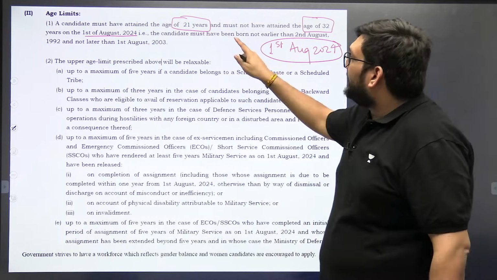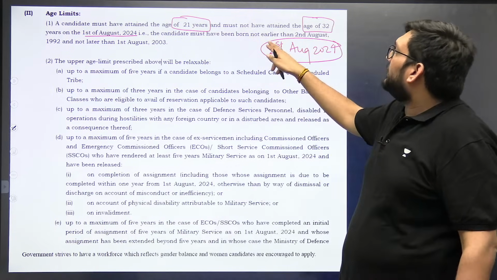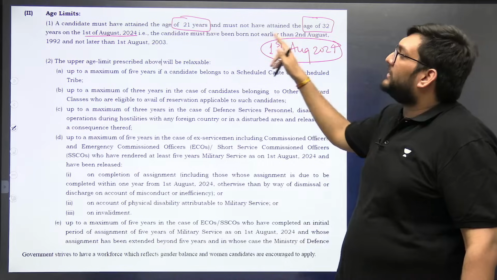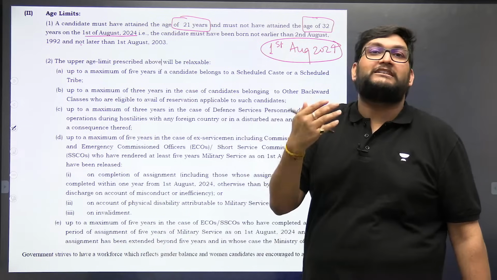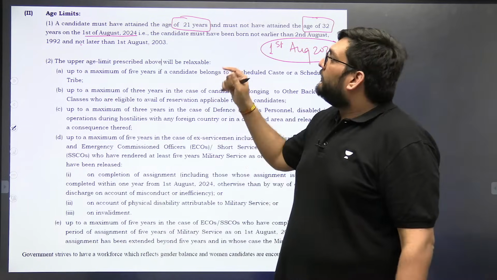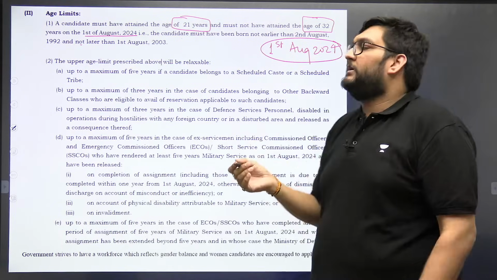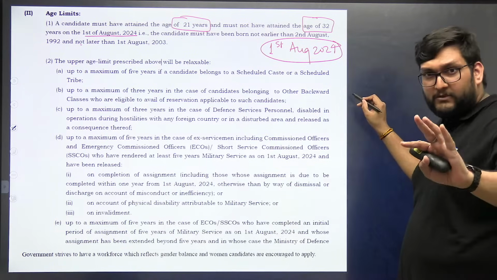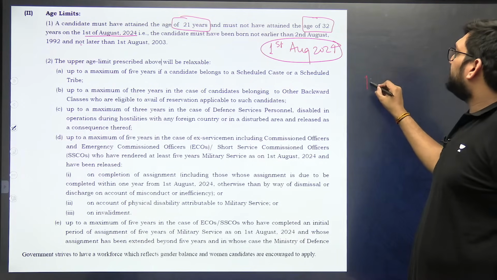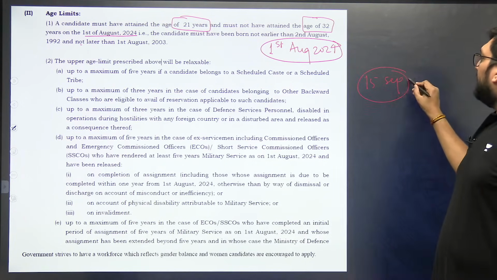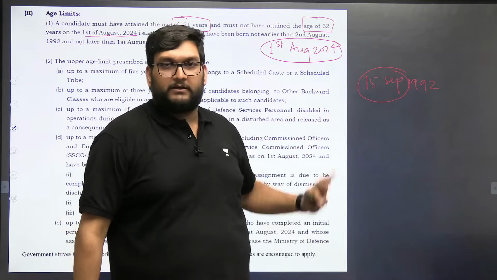This is the concept, and what UPSC does is it says the candidate must have been born not earlier than 2nd August 1992 and not later than 1st August 2003. So for the higher age limit, please understand, I'm giving you a very simple example for students who get confused. My birthday comes on, for example, 15 September 1992. This is my date of birth.